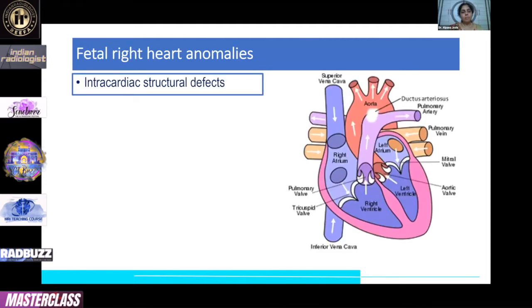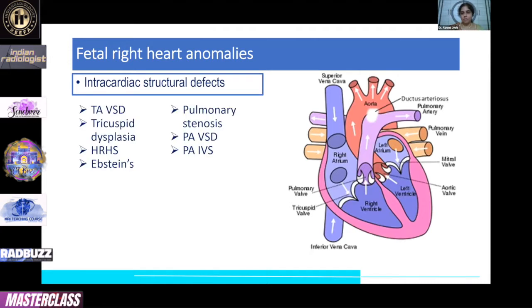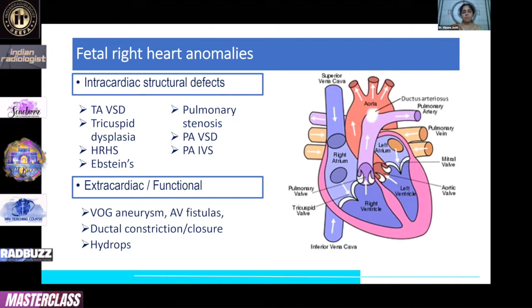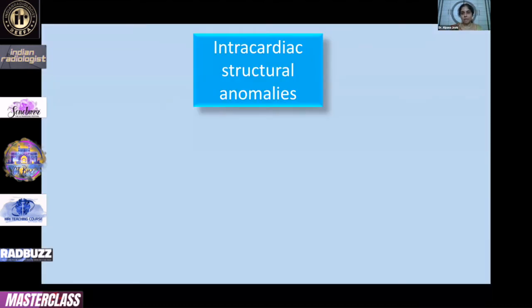So when we are talking about fetal right heart anomalies, there are intracardiac structural defects, which can be of different types. And there can be extracardiac defects, or you can say functional problems. It may be volume overload because of vein of Galen aneurysm, AV fistulas, or ductal constriction. Of course, the ductus is not an extracardiac structure, but it is a kind of functional problem. So ductal constriction, ductal closure, or hydrops babies, all these will have some problems in the right heart.